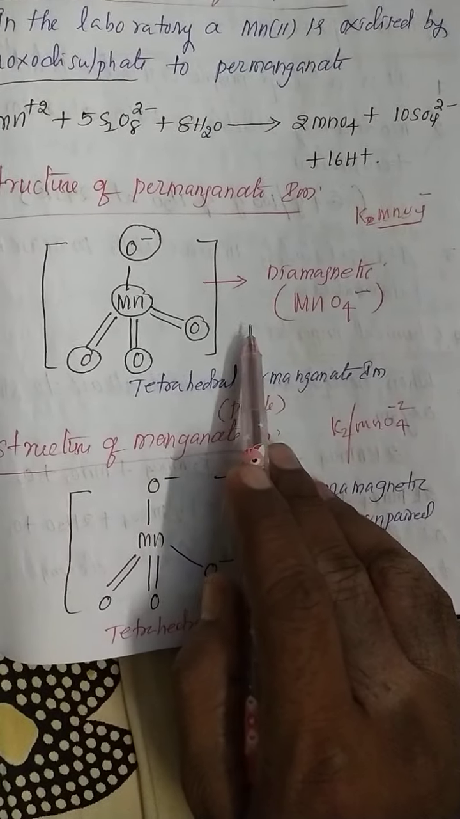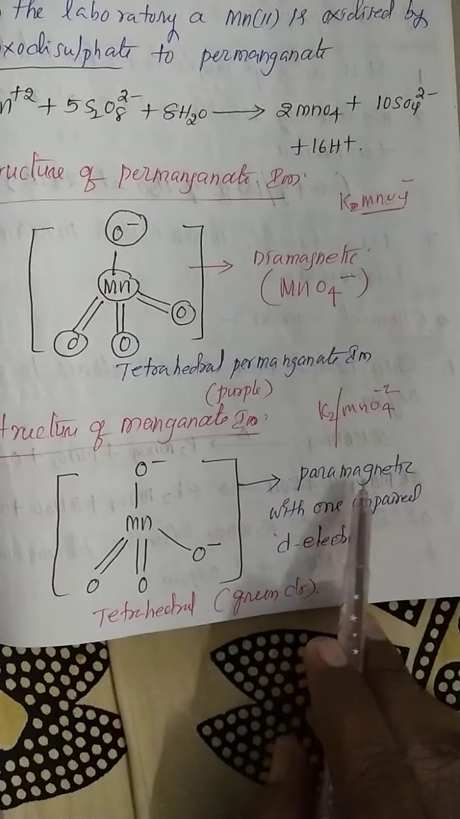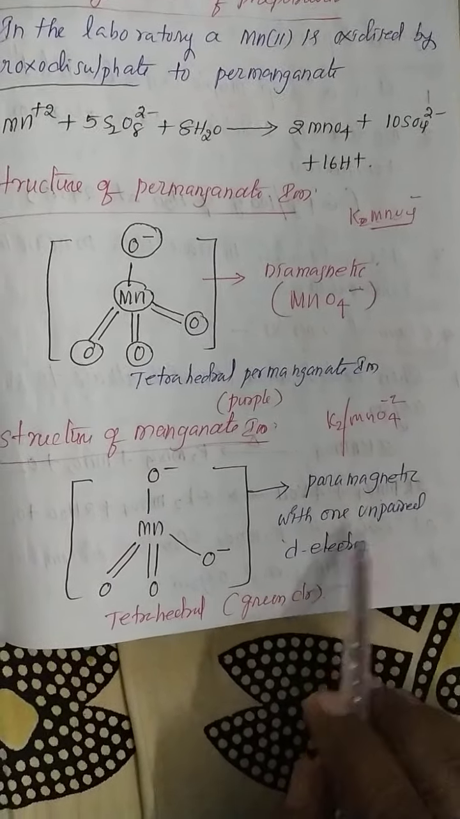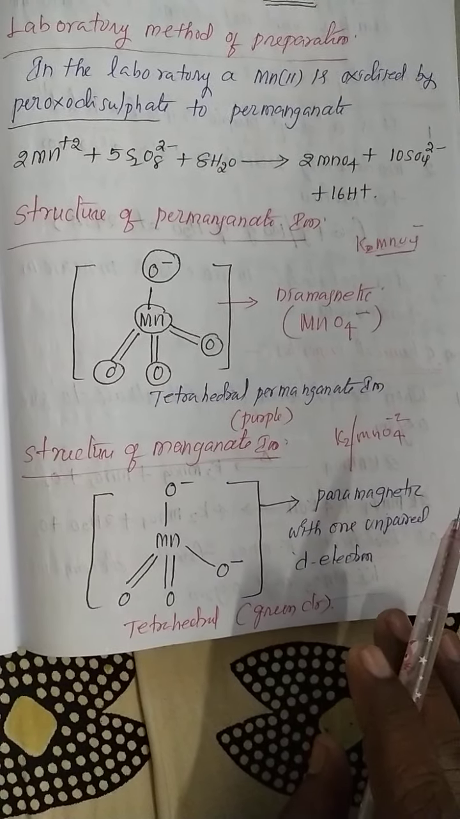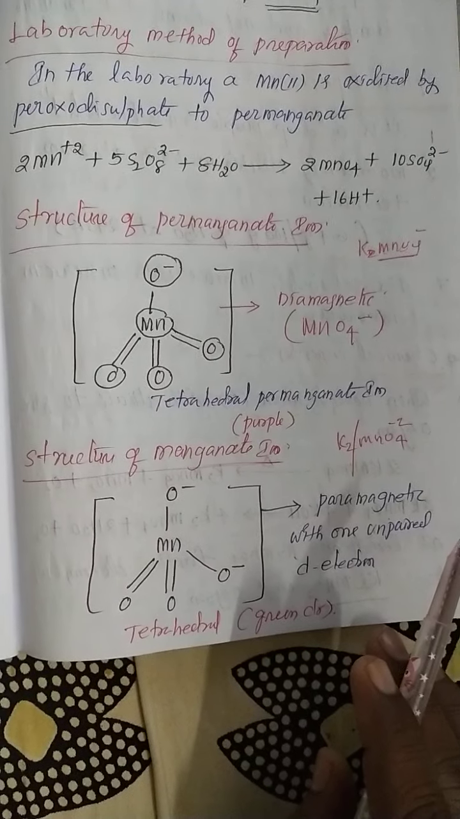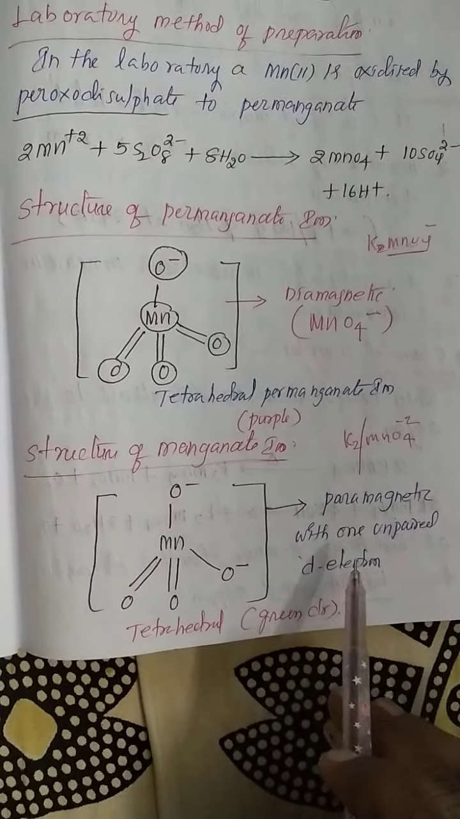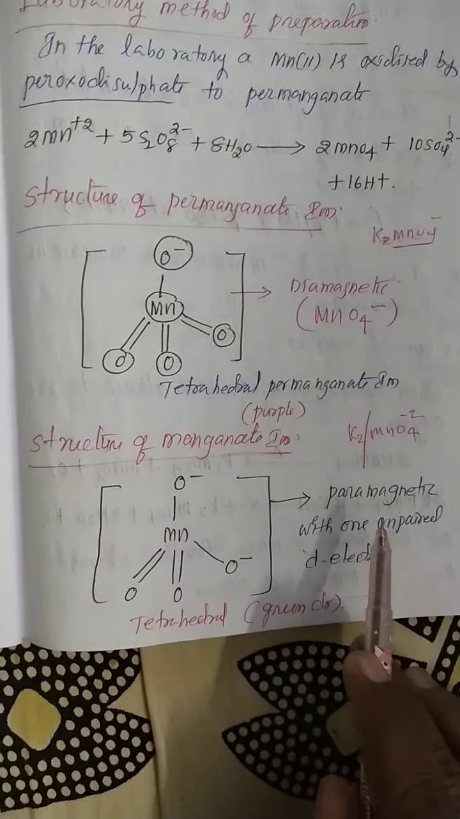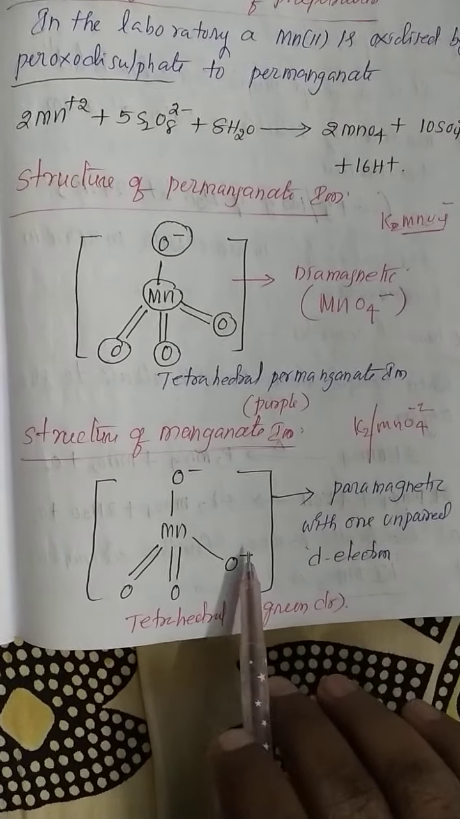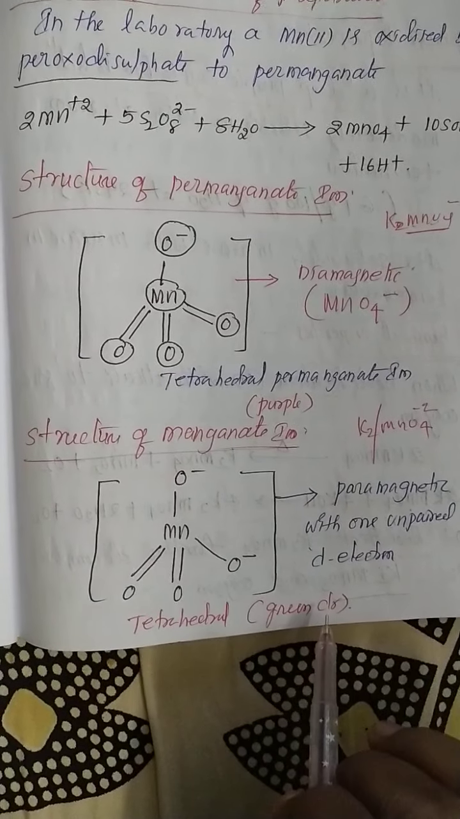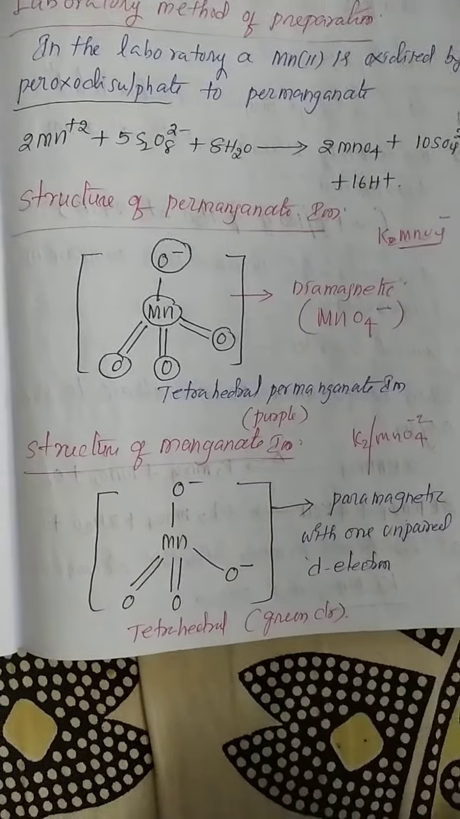But the permanganate ion is a diamagnetic substance. The manganate ion is a paramagnetic substance with one unpaired electron in the d orbital. Which is the most important, my dear students. In potassium permanganate, especially the permanganate ion, is diamagnetic, and potassium manganate is the paramagnetic substance because of one unpaired electron present in the d orbital. So potassium manganate is a green colored substance and potassium permanganate is a purple colored substance.